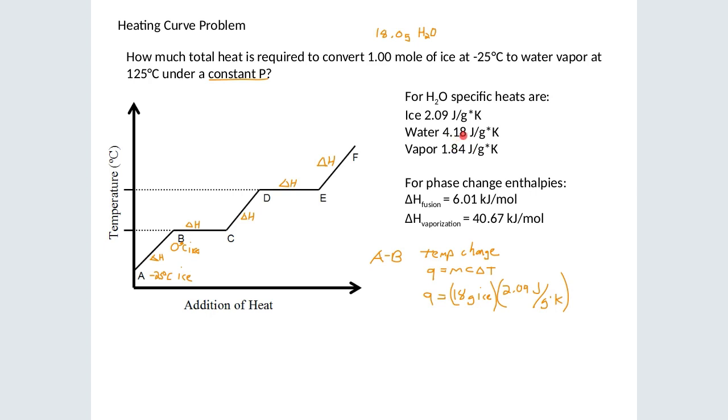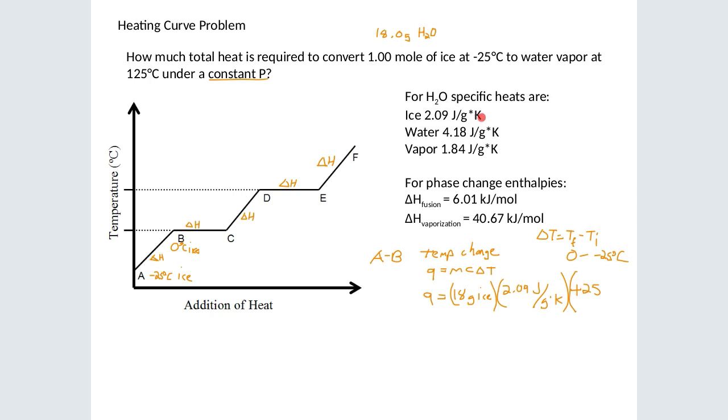All right, so I don't want to use the one for water because I don't have water, I have ice. Now my temperature change, delta T, is going to be T final minus T initial. The final temperature here is 0 degrees minus negative 25 degrees C.